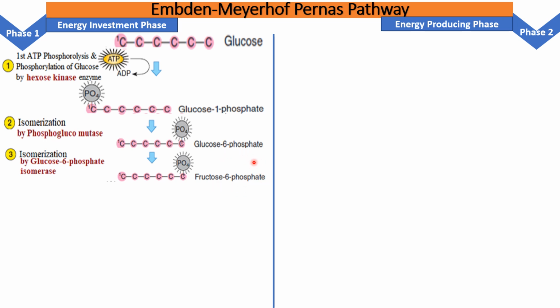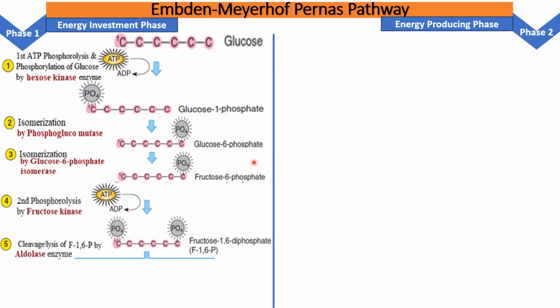In order to continue to the next stage of the reaction, it has to be energized again. So in this case, we have another kinase enzyme which is called fructose kinase, based on the name of the substrate it acts upon, fructose, and kinase based on the function, which transfers a high energy phosphate group from ATP to fructose 6-phosphate to produce fructose 1,6-diphosphate. This product is of high energy content, and therefore that makes it become unstable.